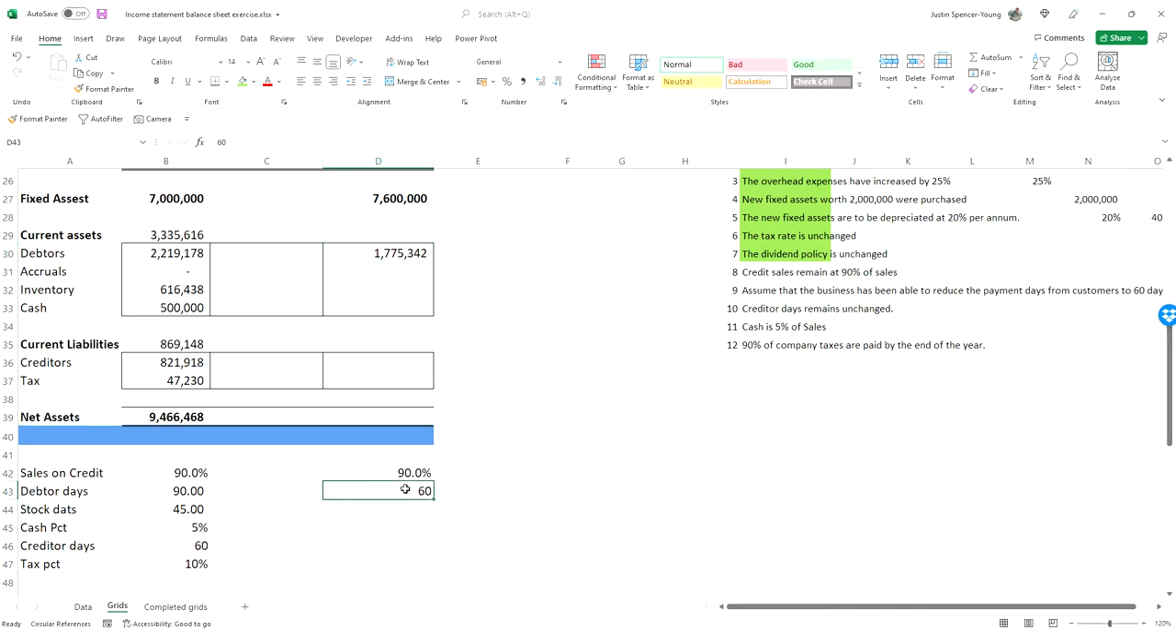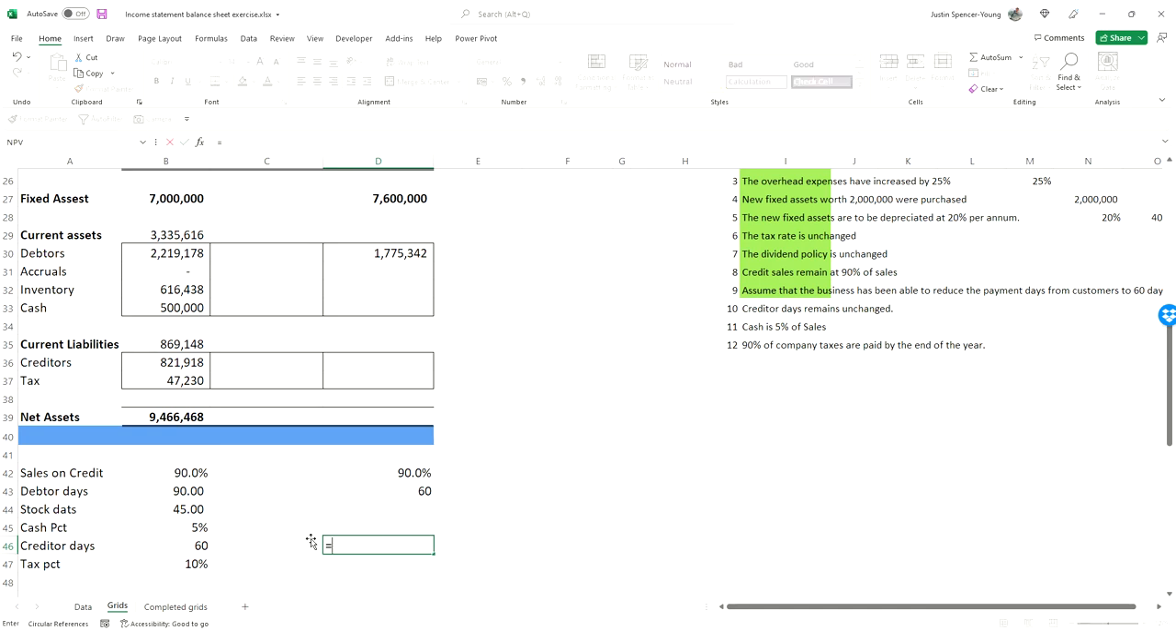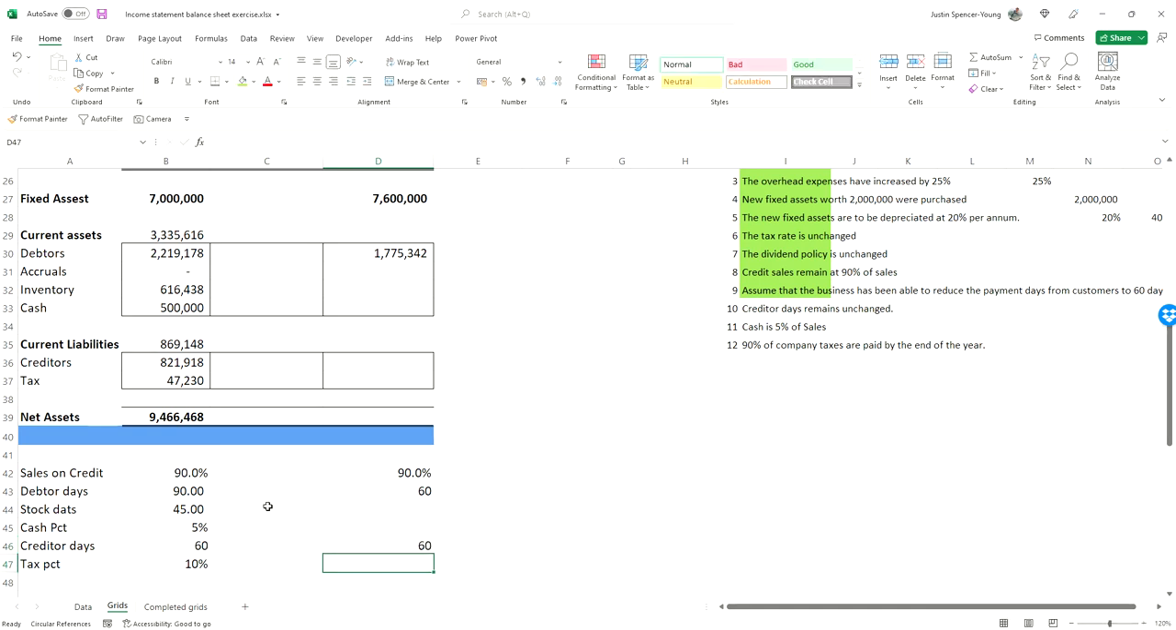So if we make this 0, test the maths, then our debtor will go back to 0. Okay, make that 60 days. All right, so credit sales remain 90%. We've used that. We're now getting customers to pay us sooner. That's always going to be a good thing. Creditor days remains unchanged.